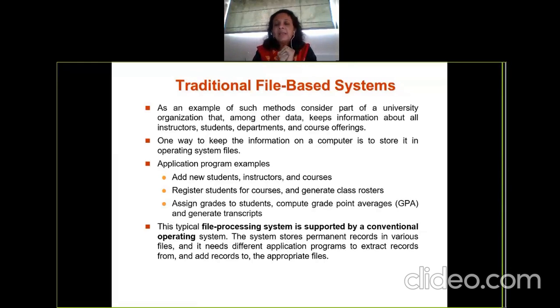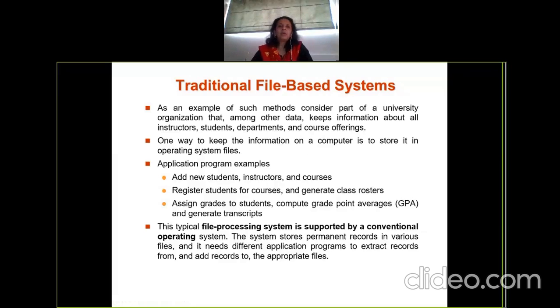For example, we can say in Excel, in PDF, in Word, in this way. Any operating system files are used to store the information. So one way to keep the information on a computer before database is to store it in operating system files. Now, consider that database is not there, meaning we are using some simple operating system files to store the information.